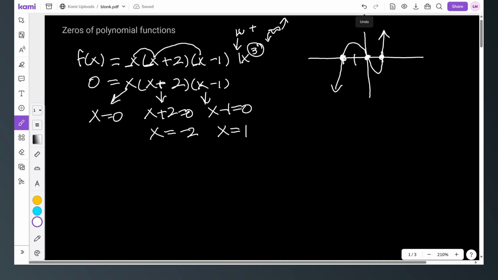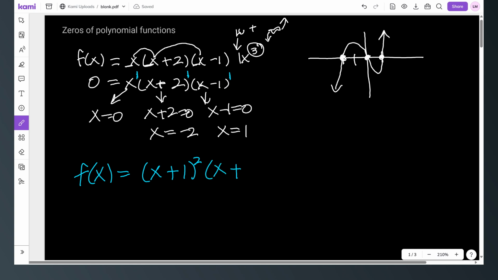Okay, so let's talk about multiplicities. So all of these zeros had multiplicities of 1. That means the exponents of the factors were 1, so they only appear once. All right, so let's look at a different one. Let's do minus. Okay, so I'm going to set these factors equal to 0.